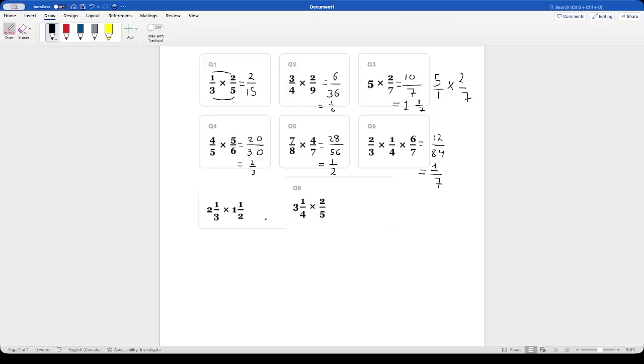Okay, let's move on to the final 2 questions here. Here, first we have 2 and 1 over 3, right? That's our first fraction here, our mixed number. We have to convert it into an improper fraction.